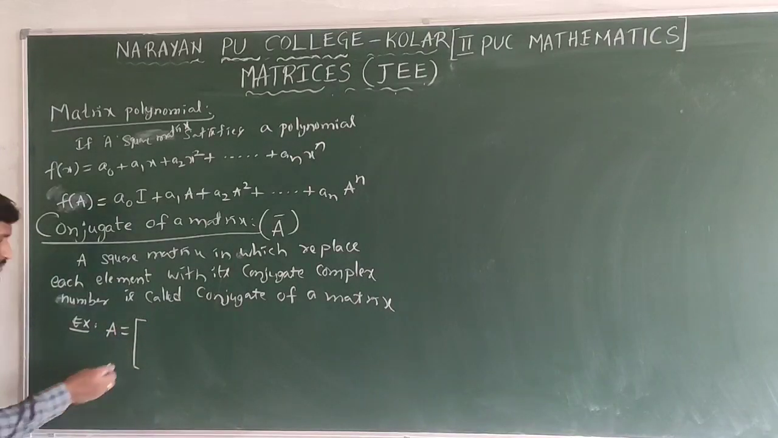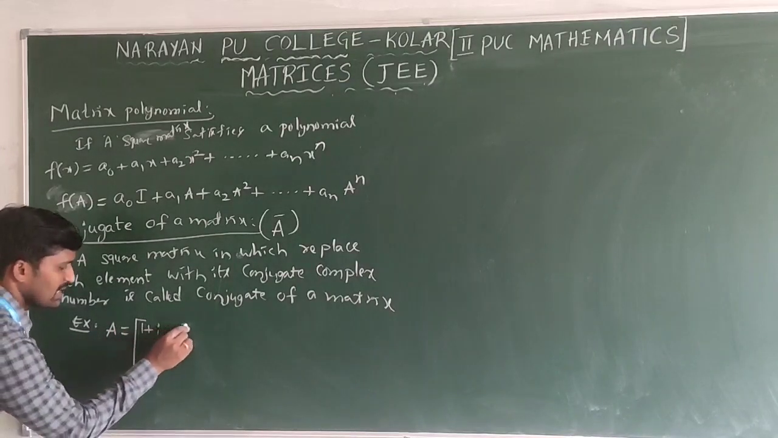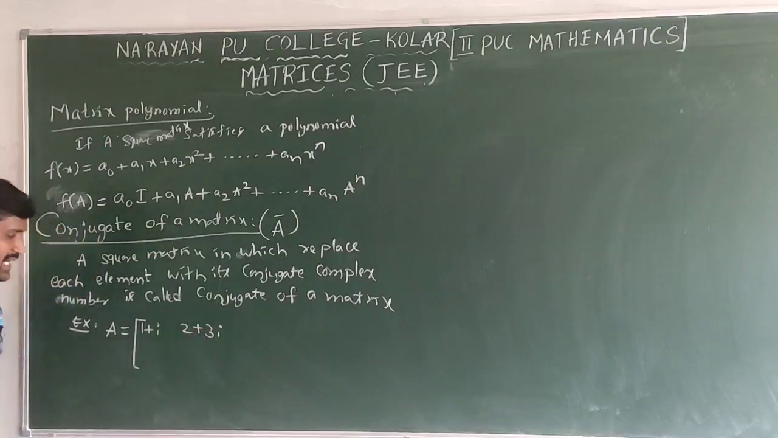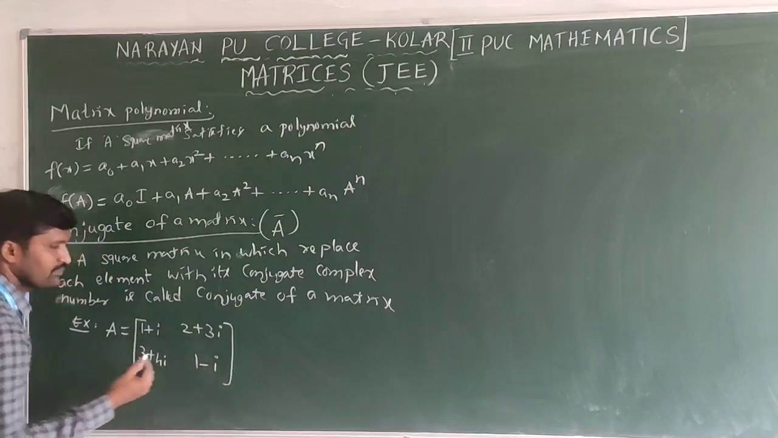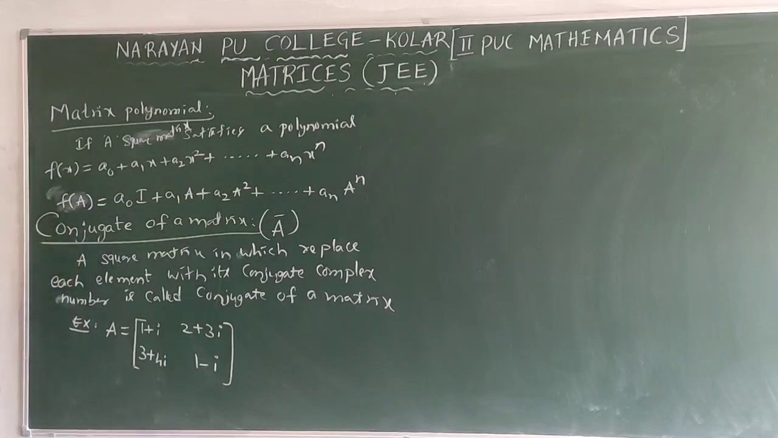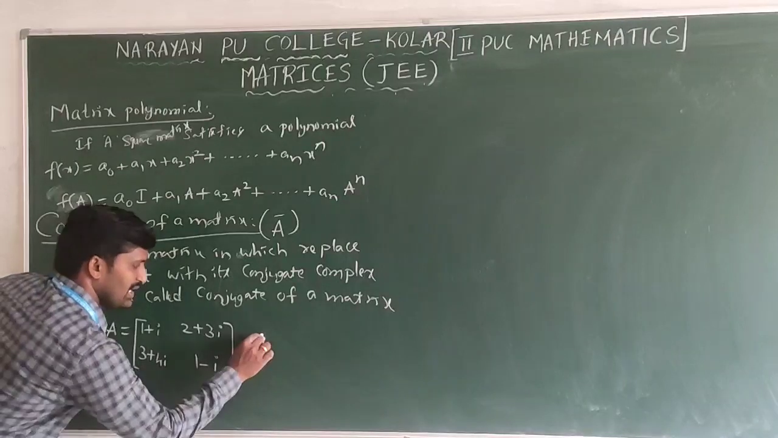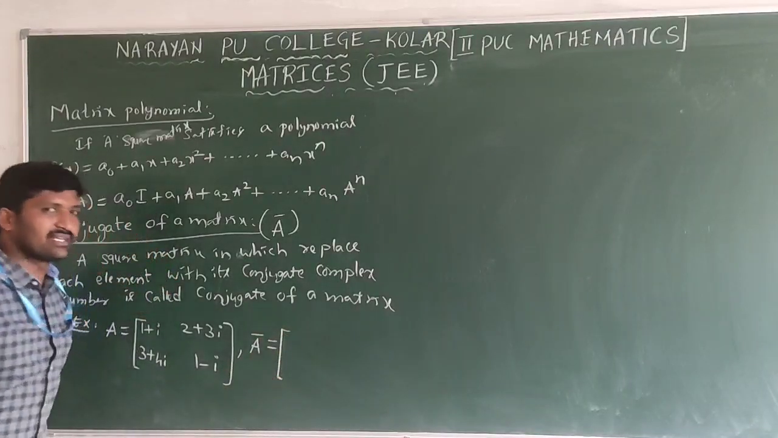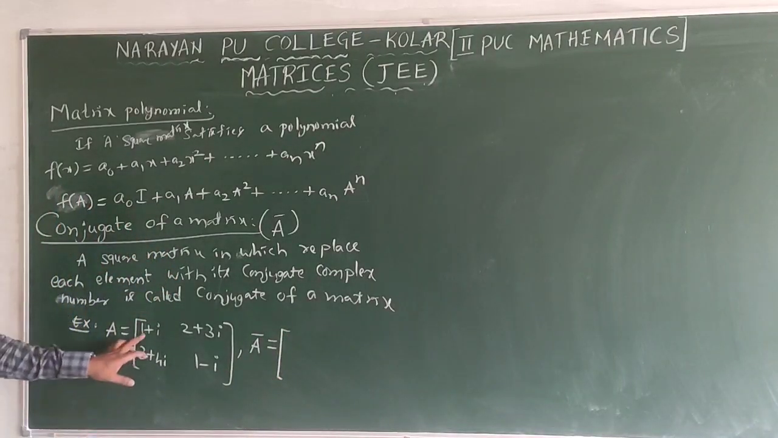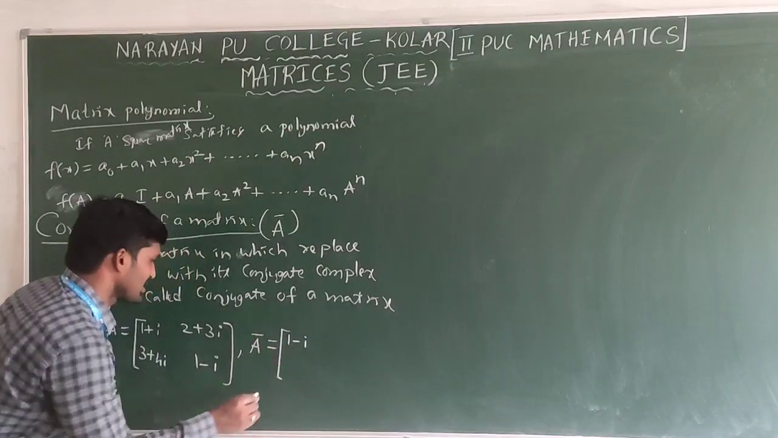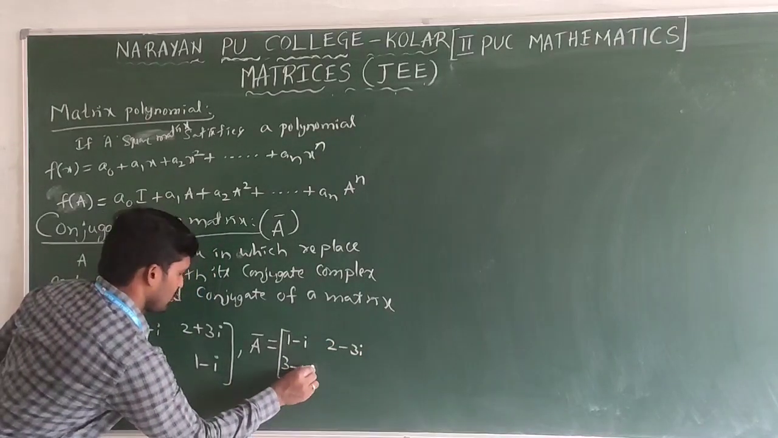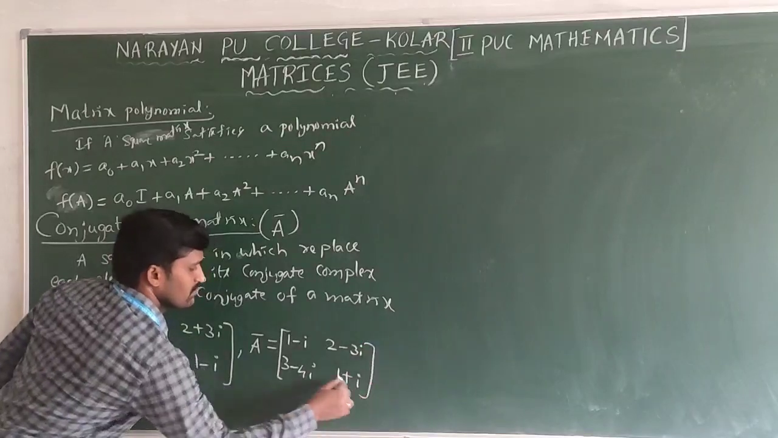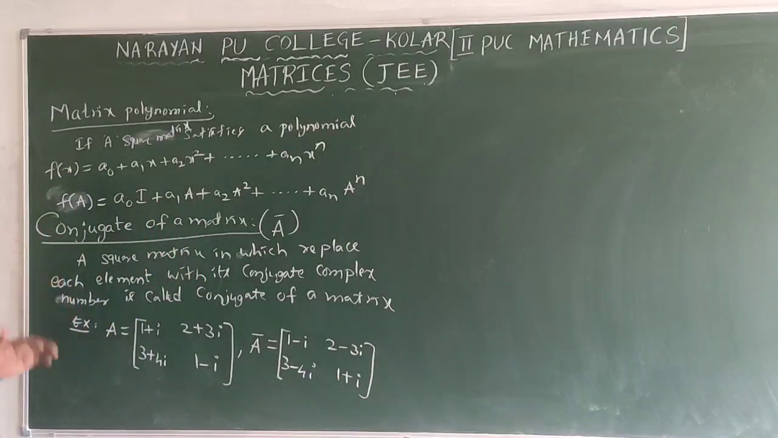Simple: 1 plus i, 2 plus 3i, 3 plus 4i, 1 minus i. You want to find the conjugate of this matrix. How to find A bar? Replace each element with the conjugate of its complex number. 1 plus i, what is the conjugate? 1 minus i, 2 minus 3i, 3 minus 4i, and 1 plus i. This is a simple example for the conjugate of a matrix.